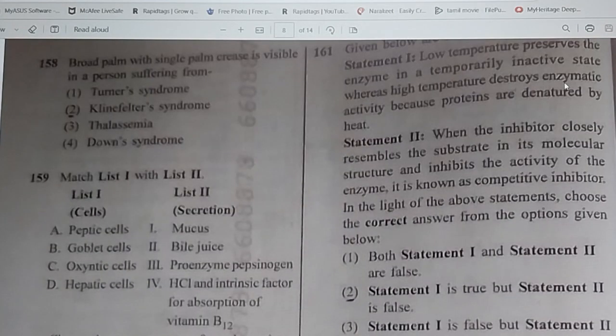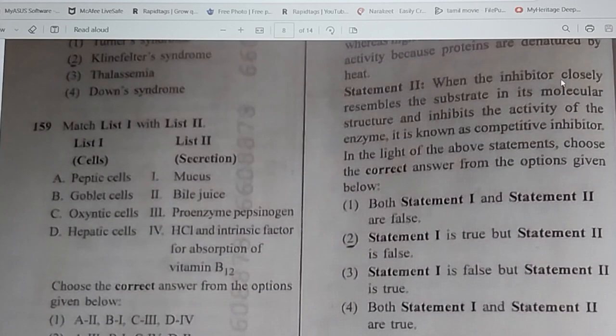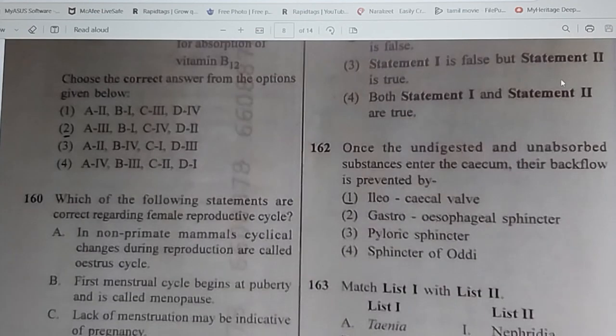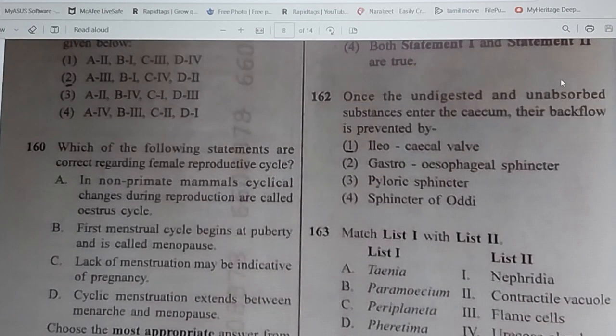161. Statement 1. Low temperature preserves the enzyme in a temporarily inactive state, whereas high temperature destroys enzymatic activity because proteins are denatured by heat. NCERT line, correct statement. And statement 2, when an inhibitor closely resembles the substrate in its molecular structure, it inhibits the activity of enzyme, also NCERT line. Both the statements are true. Option 4.